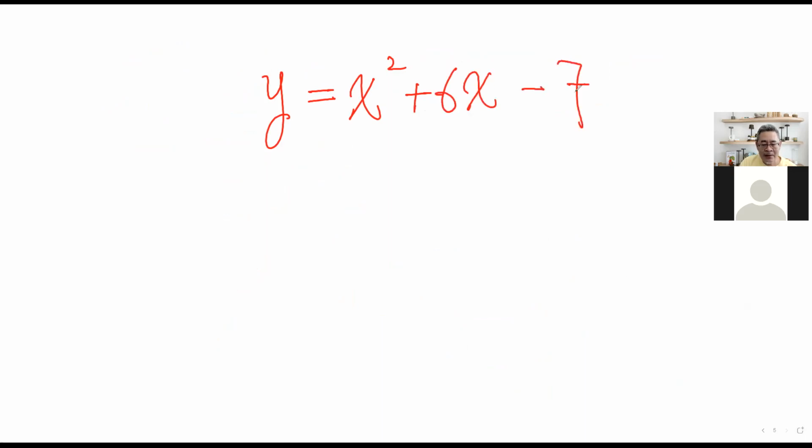Okay, let's do one more. y is x squared plus 6x minus 7.